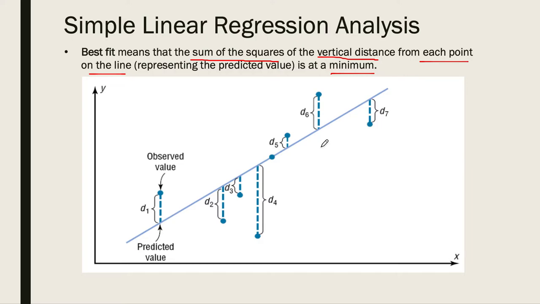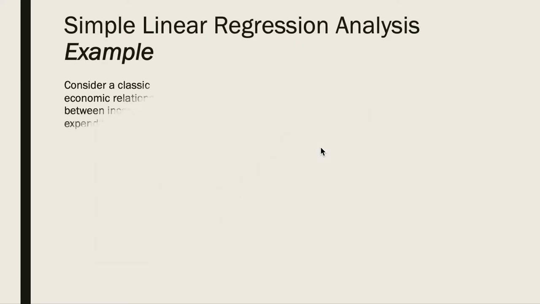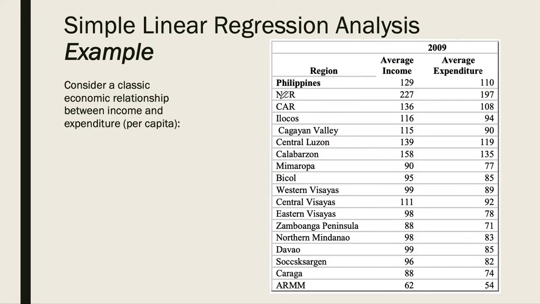We won't be having any problems with the best fit line when it comes to graphing, since we now have computers to aid us in doing so. We can use Jamovi or Excel, as simple as Microsoft Excel, to determine the line of best fit. To show you one example, let us consider a classic economic relationship between income and expenditure. This is per capita. We have here the regions in the Philippines, NCR going to ARMM. Back in 2009, the average income is given here, and the average expenditure is given here.